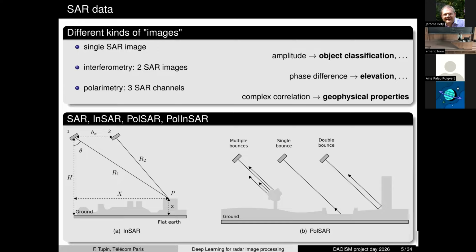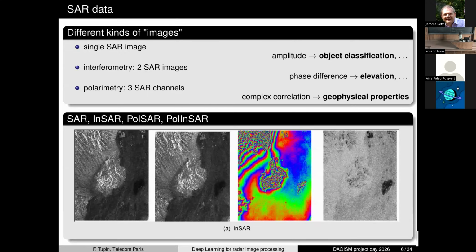Interferometry is the situation where you have two different acquisitions with slightly different angles, and you will recover some information about the elevation. So if I take two images and compute the phase difference between them, I will have this kind of fringes, and these fringes provide me level sets of the elevation of the ground. And here is a kind of reliability of this phase information.